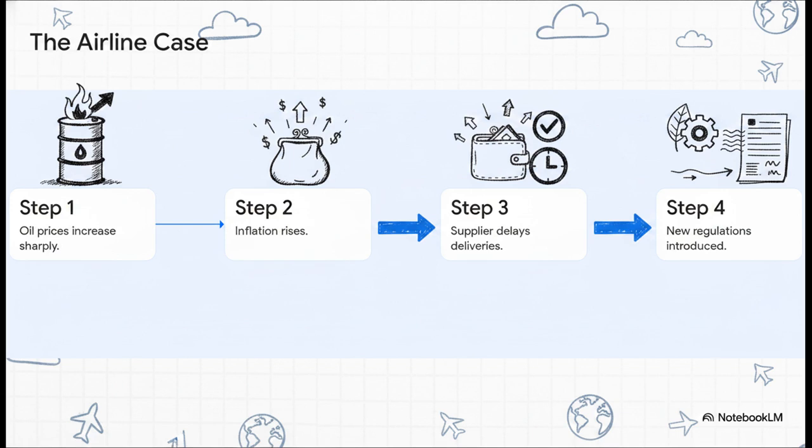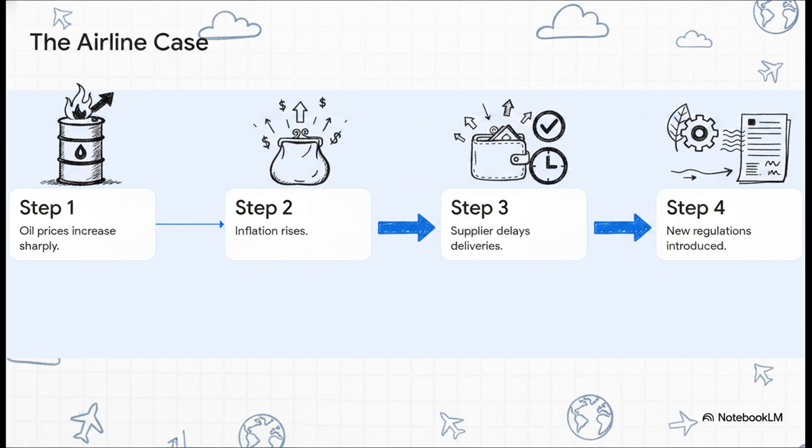But let's actually deeply examine an airline, say Qatar Airways or Delta. Rapid fire, they are facing 4 simultaneous developments. 1, global oil prices increase sharply. 2, national inflation rises. 3, a key aircraft supplier delays their deliveries. And 4, new environmental regulations are introduced across their flight paths.